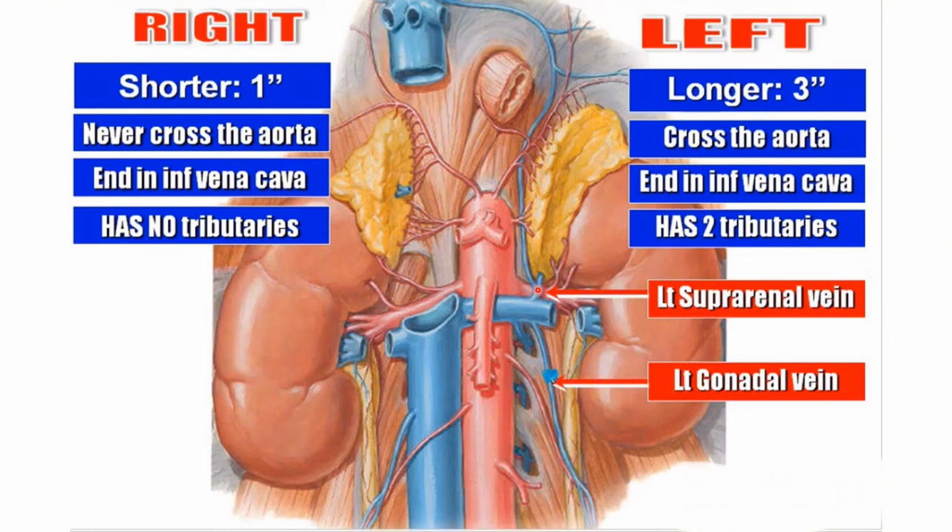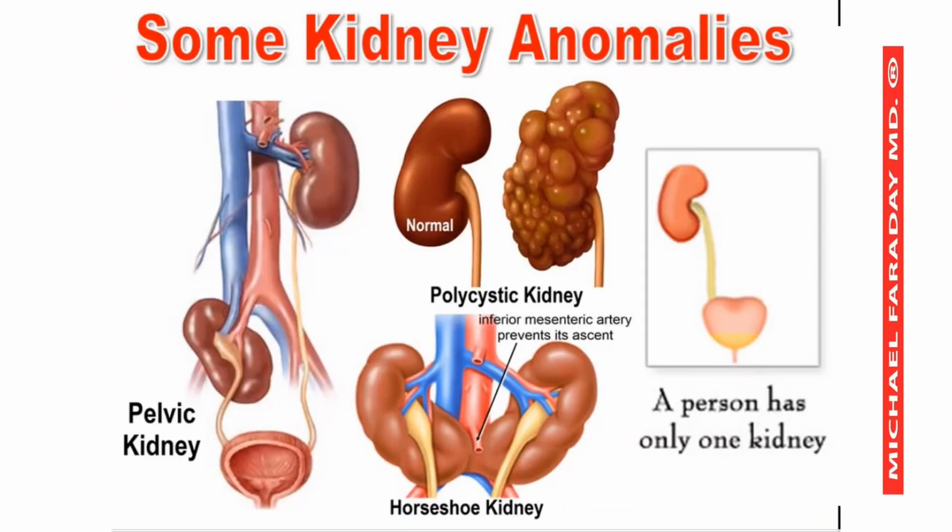So let's look at some kidney anomalies. Okay, this is the pelvic kidney. In development, the kidney is supposed to ascend. Because we said the kidney is a retroperitoneal organ, it is supposed to ascend to the abdomen. But when, due to some reasons, it does not ascend, it's called a pelvic kidney.